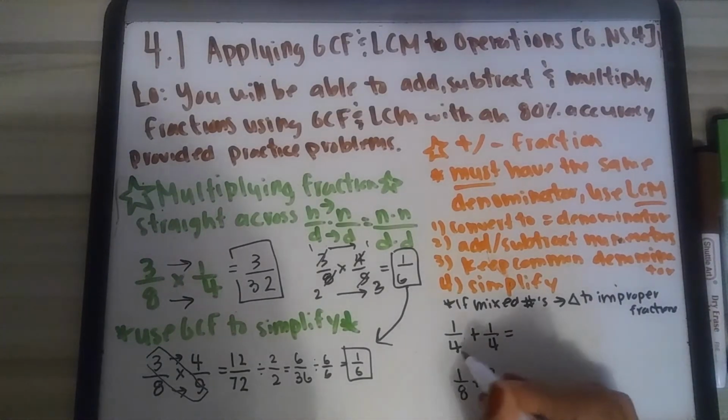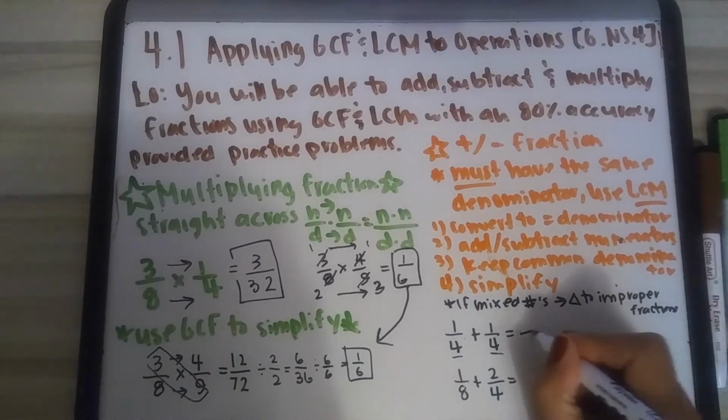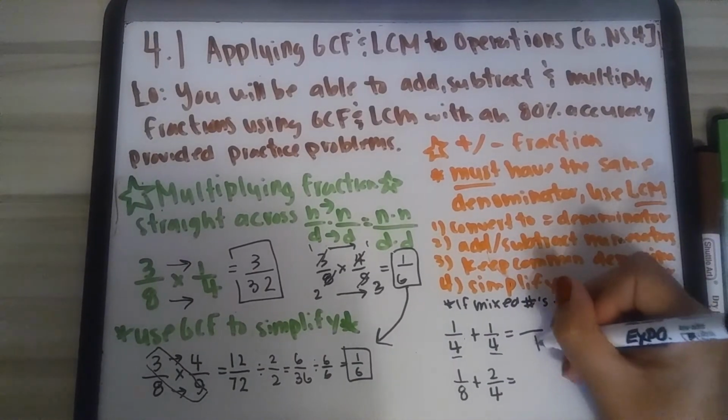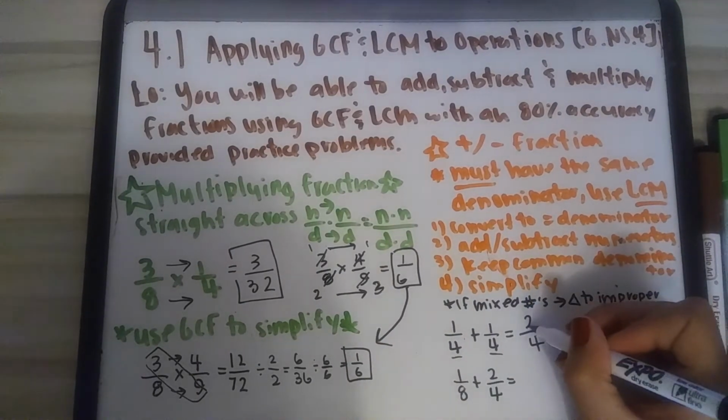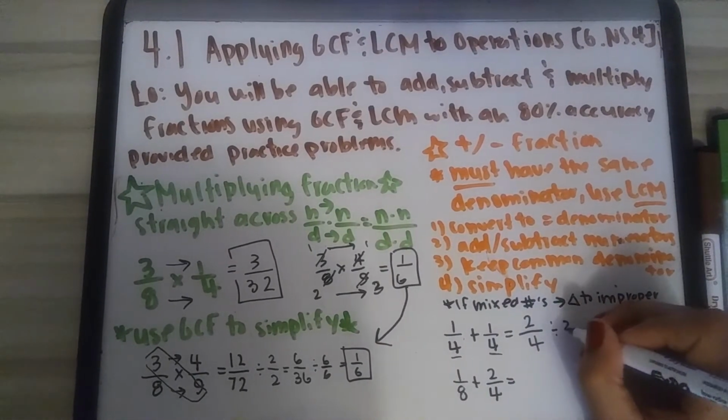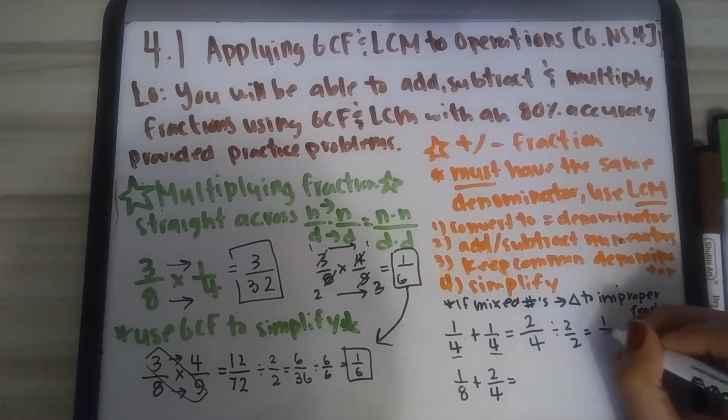So in this case, remember, the same denominator is already there, so I'm not going to mess with the denominator. I'm going to keep it the same, and I'm going to add my tops, my numerators. So 1 plus 1 is 2. Now I can simplify by 2's, so that will give me 1/2, and I'm done.